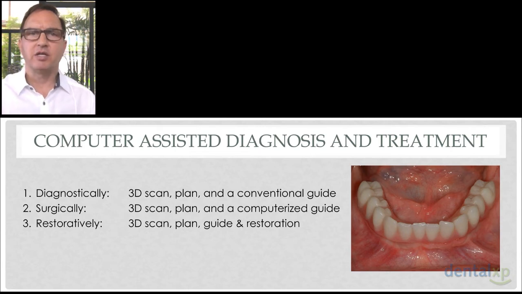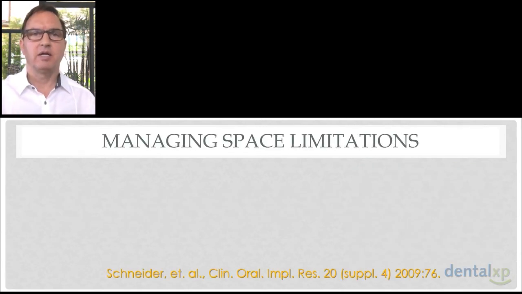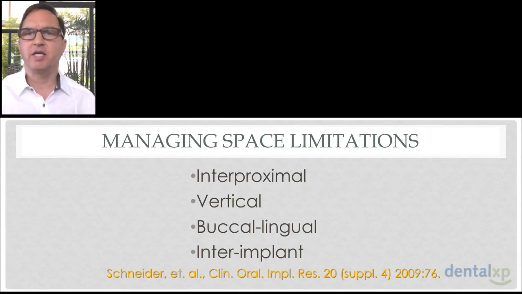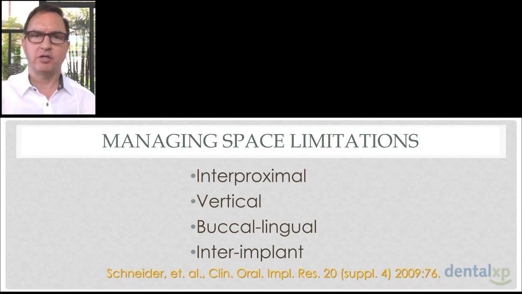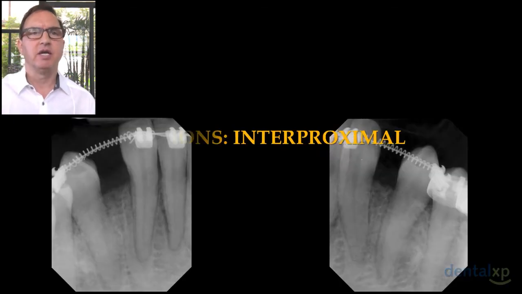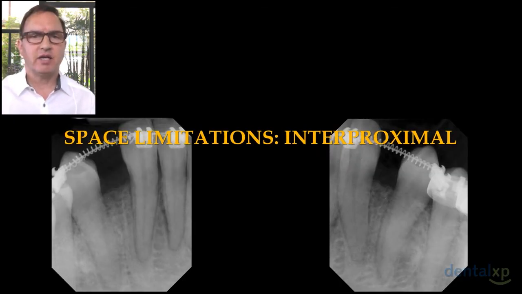What are the indications for ordering a surgical guide? I think it's really to manage space limitations, either interproximal, vertical, buccolingual, inner implant spacing when you have multiple implants. And Schneider has done a review in the dental literature of all sorts of different articles on ordering guides and guide accuracy. Now, this first instance I'd like to show you is a patient who's 31 years old.